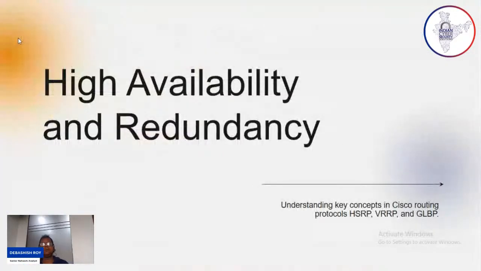So we'll discuss the key concepts in Cisco networking like HSRP, VRRP, and GLBP. These are redundancy protocols. This is not a routing protocol. HSRP stands for Hot Standby Router Protocol, VRRP for Virtual Router Redundancy Protocol, and GLBP for Gateway Load Balancing Protocol.